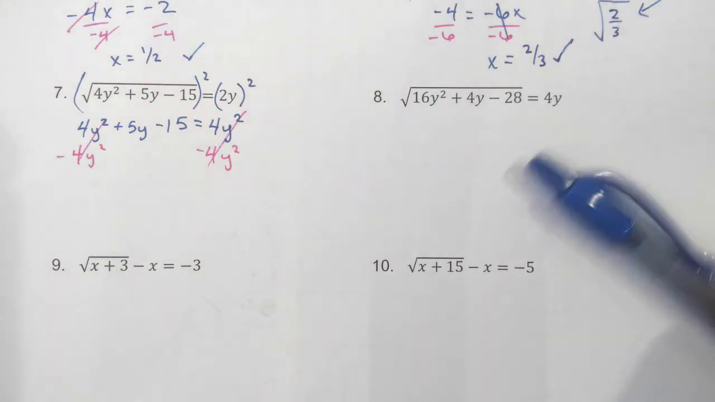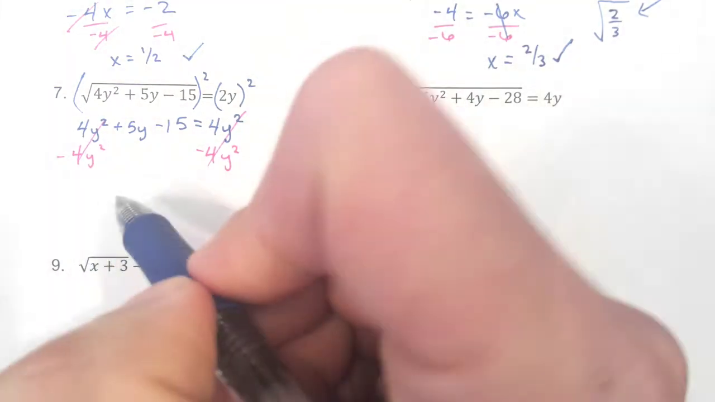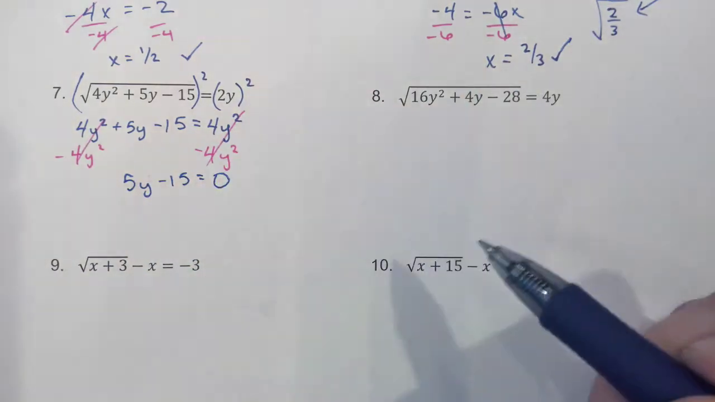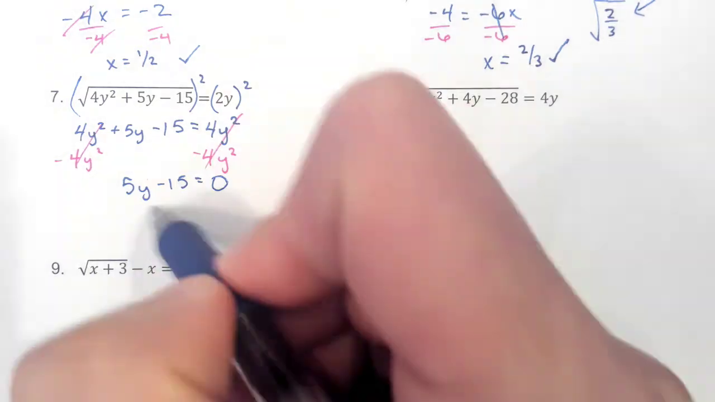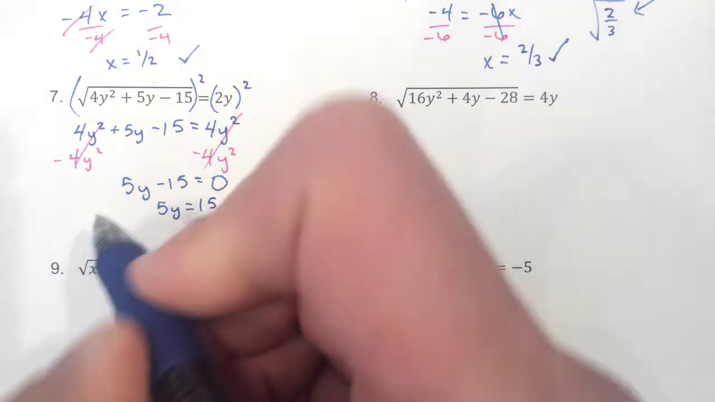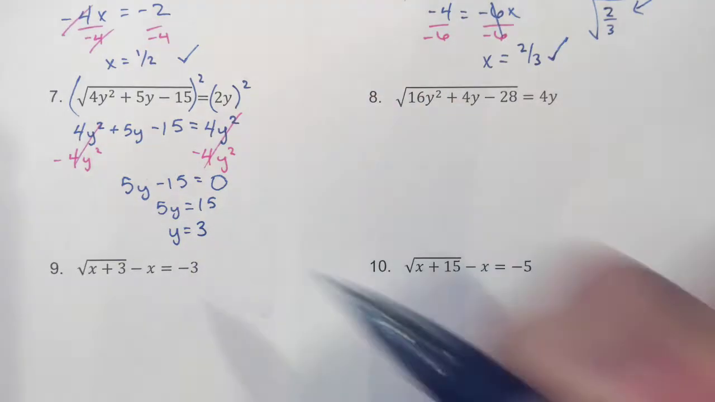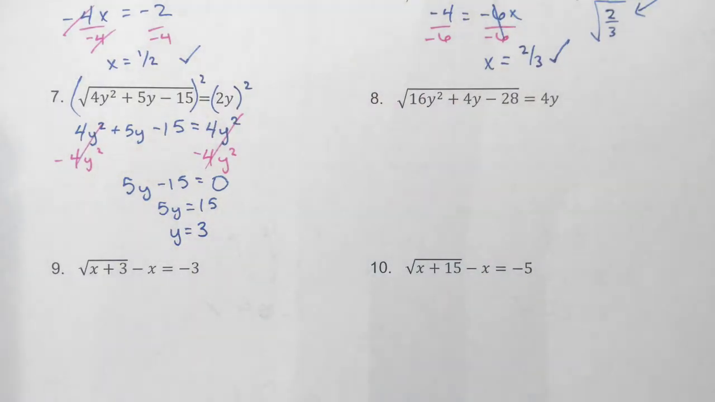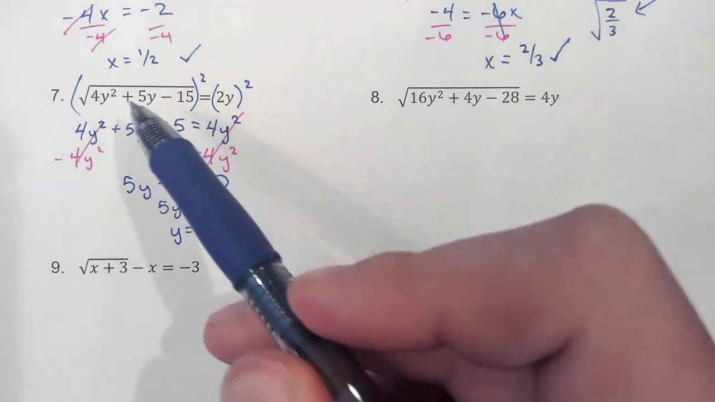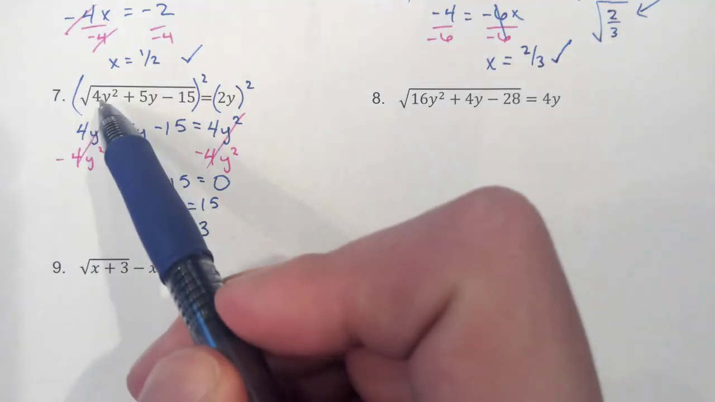So what does that leave me with? It leaves me with 5y minus 15 equals 0. Nice and easy to solve. Add 15, and 5y equals 15. Divide by 5, and y is 3. And then we just have to check our work. This one's a little tougher to check, but we'll work through it.